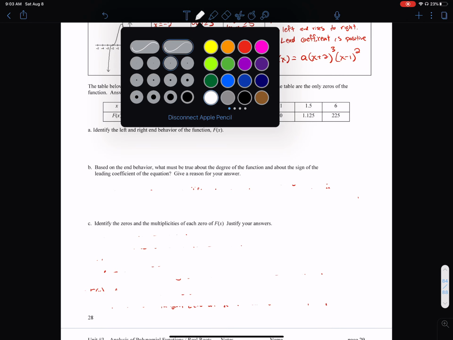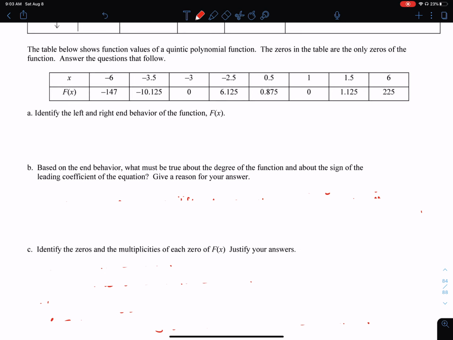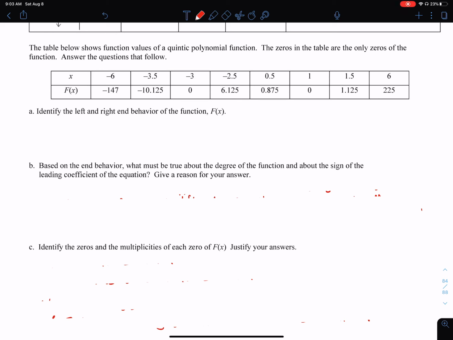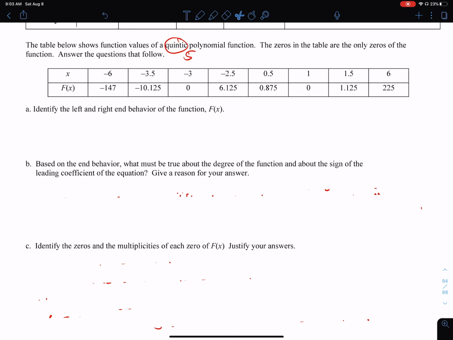All right, the table below shows values of a quintic polynomial. It's degree 5. The zeros in the table are the only zeros of the function. So there are no hidden zeros. Answer the questions that follow. Now, when I look at this, I immediately identify those zeros. So I'm going to move this 5 so I don't confuse it with what's happening here. Here's a 0. Here's a 0.